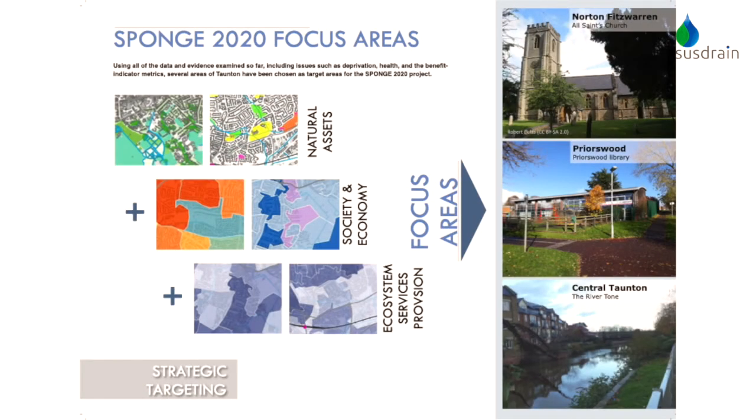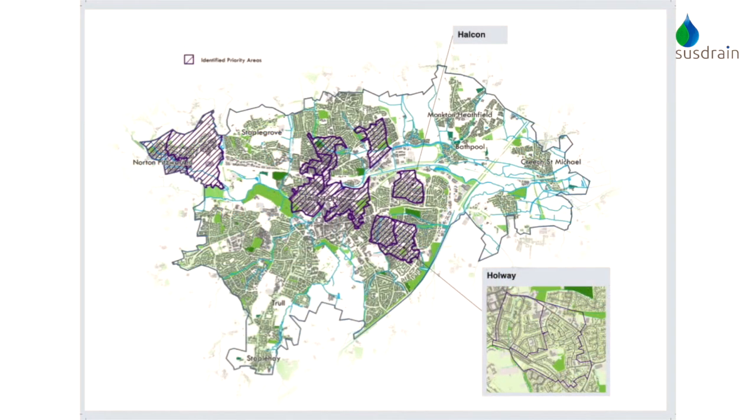And so for the Sponge 2020, we used the natural assets, the social and economic, so the areas of hardship and the like, and the ecosystem services, which highlighted for us certain areas that we wanted to work. So Norton Fitzwarren, if you know Taunton, but central Taunton as you'd expect. Putting that all together, these are the areas that we intended to work in.